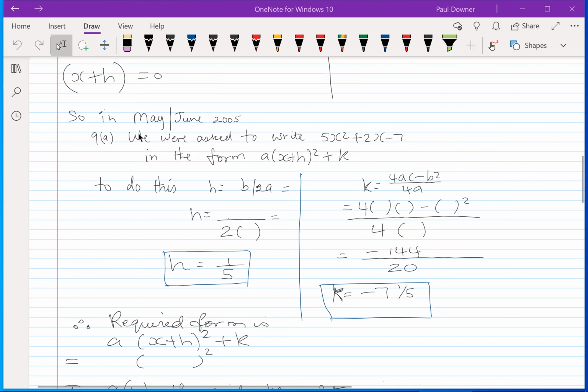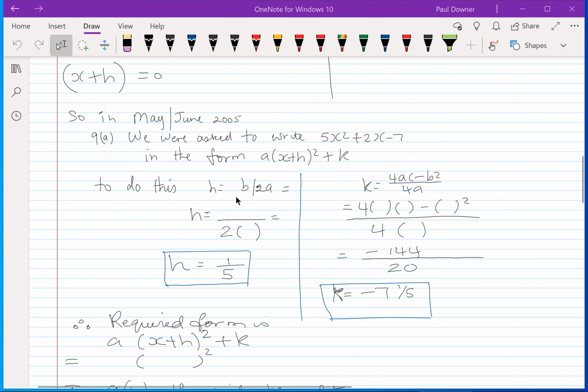Remember that. So in May-June 2005, number 9A, we were asked to write 5x squared plus 2x minus 7 in the form a into x plus h squared plus k, right? They were asked to put it into this form, which is really called the completed square form, okay? To do this, we had to know what h was, and h is b over 2a. So let's work out that before we continue.